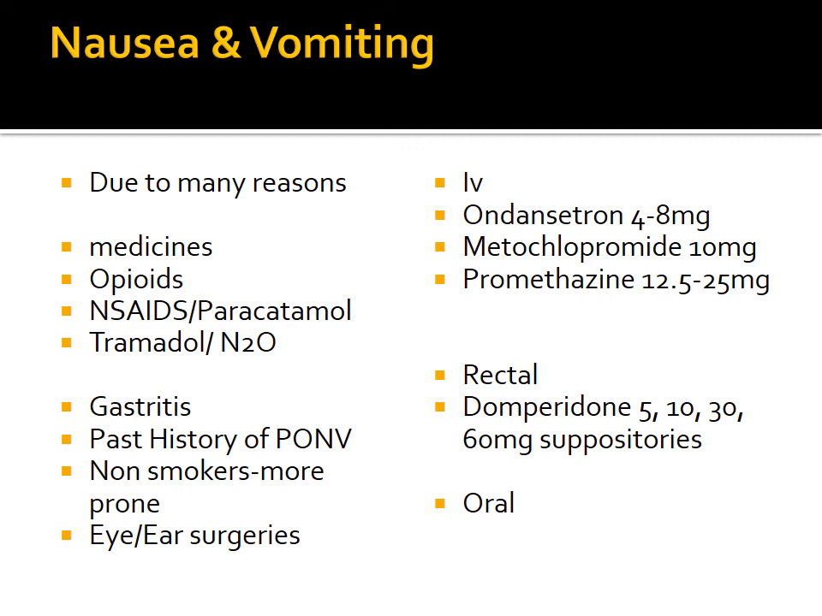If a patient is vomiting or nauseated before surgery, you can use an intravenous antiemetic like ondansetron 4 to 8 milligrams, metoclopramide 10 milligrams, or promethazine 12.5 to 25 milligrams. You can use either the rectal or intravenous mode, because once a patient is vomiting, it will be difficult to use oral drugs. The patient will vomit even the oral drugs. So rectal suppositories like rectal domperidone 5 to 30 or 60 milligrams can be used.